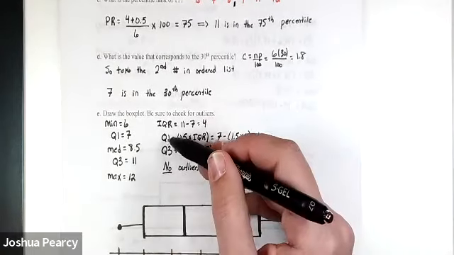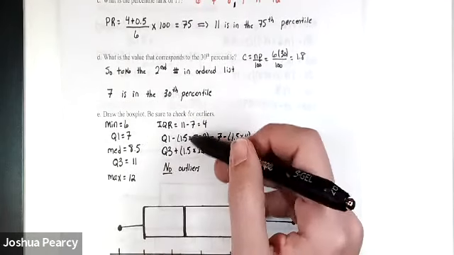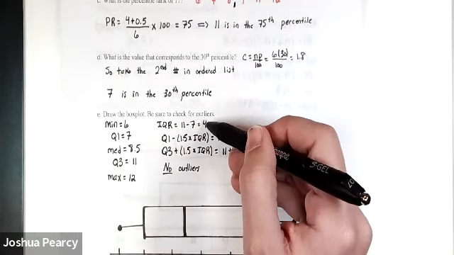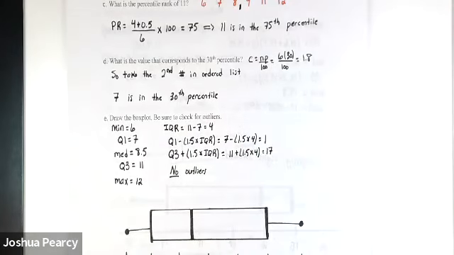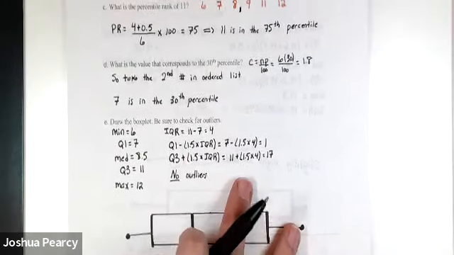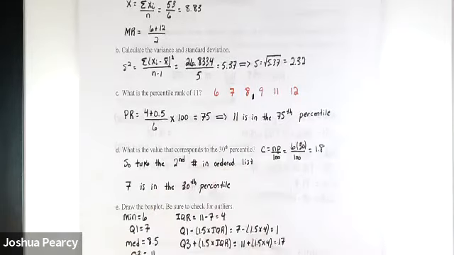Whenever we take Q1, so that's 7 minus 1.5 times the IQR, which is 4. So that's 7 minus 6, which is 1. Are there any data values less than 1? No, the smallest is 6.